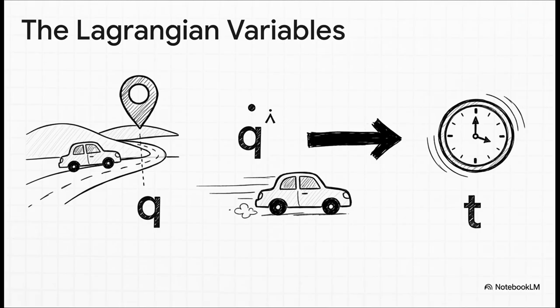Then you've got q dot. Now, whenever you see a dot over a letter in physics, it just means the rate of change of that thing. So the rate of change of position, that's just velocity. It answers, how fast is it moving? And that's the key takeaway here. The entire world of the Lagrangian is built on just these two ideas, position and velocity.